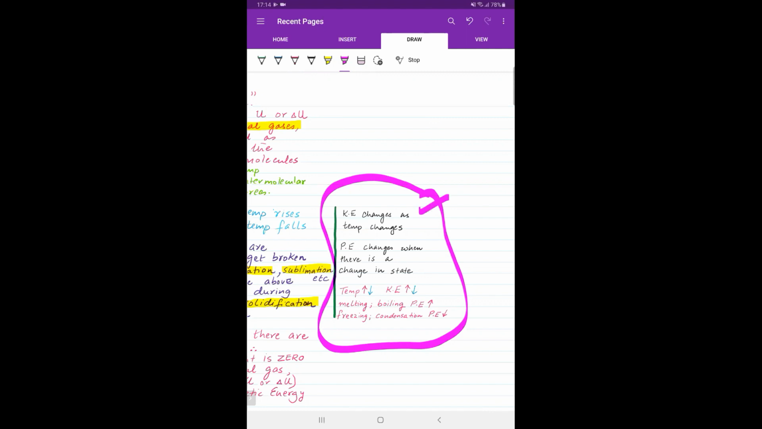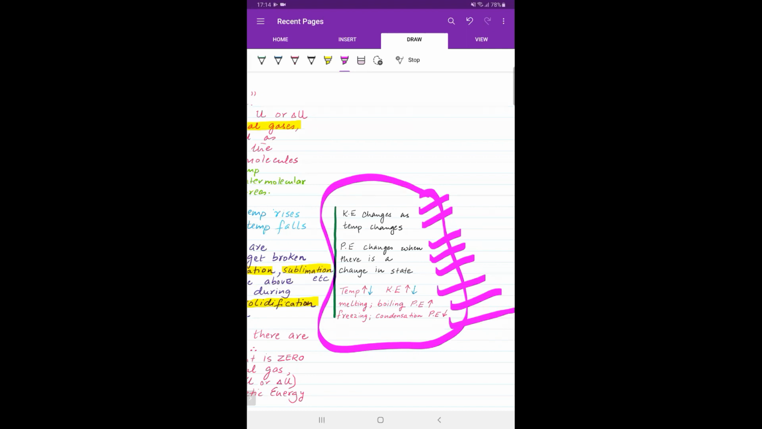Kinetic energy changes as the temperature changes. Potential energy changes when there is a change in state. इस तरह से याद करना आसान हो जाता है. So when the temperature rises, kinetic increases, or when the kinetic increases, temperature rises, जिस तरह से भी कहना हो. And when the temperature falls, kinetic decreases. And likewise, for melting and boiling, potential will increase, but for freezing and condensation, potential will decrease.